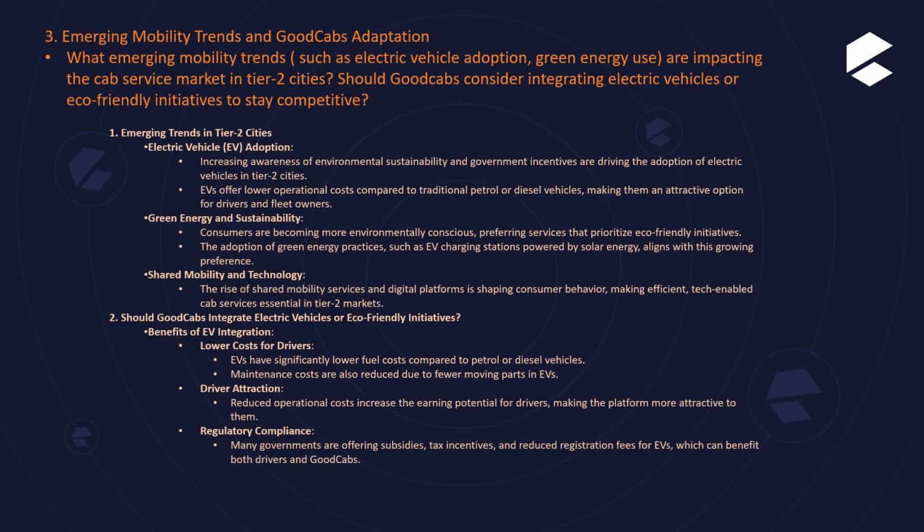Emerging mobility trends and GoodCabs adaptation. What emerging mobility trends, such as electric vehicle adoption and green energy use, are impacting the cab service market in Tier 2 cities? Let us see electric vehicle adoption. Increasing awareness of environmental sustainability and government incentives are driving the adoption of electric vehicles in Tier 2 cities. Electric vehicles also offer low operational cost compared to traditional petrol and diesel vehicles, making them more attractive to drivers and fleet owners.